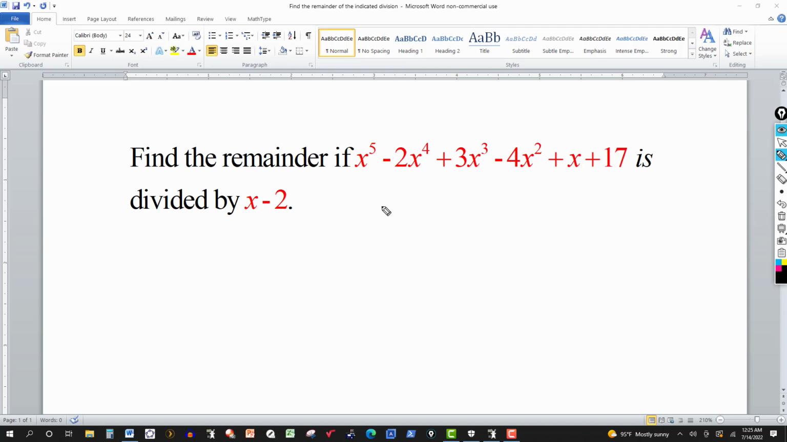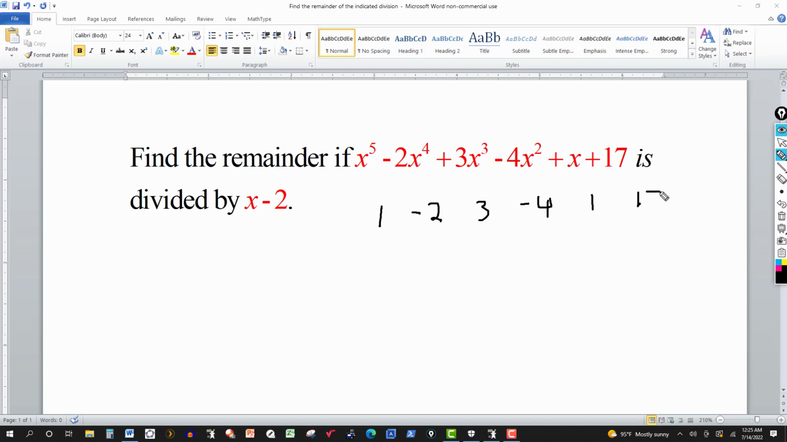So coefficients, okay. x to the fifth has a coefficient of 1, x to the fourth has a coefficient of negative 2, x cubed has a coefficient of 3, x squared has a coefficient of negative 4, x has a coefficient of 1, and the constant here is 17.